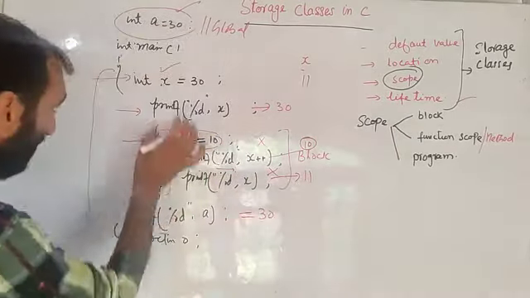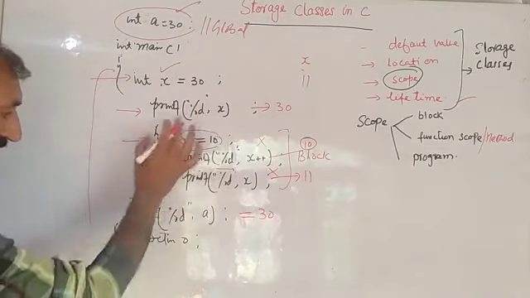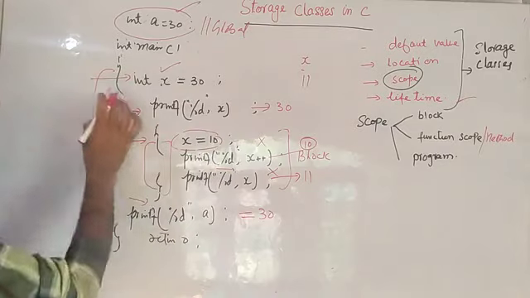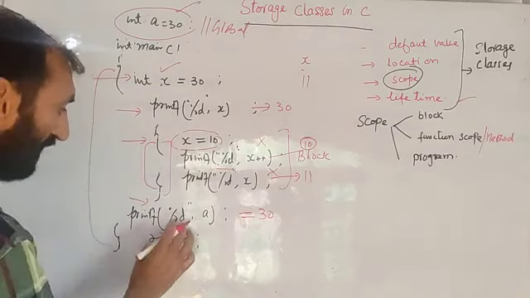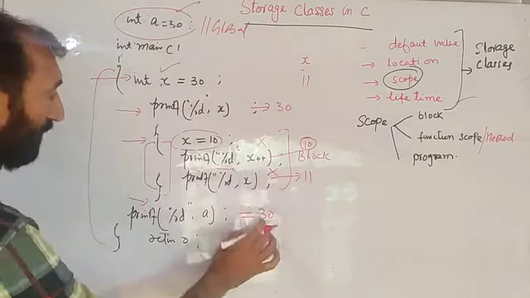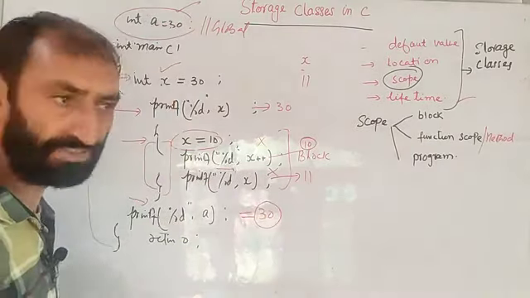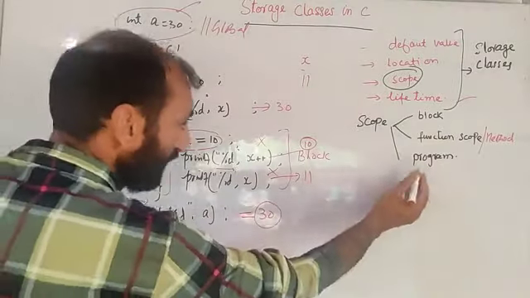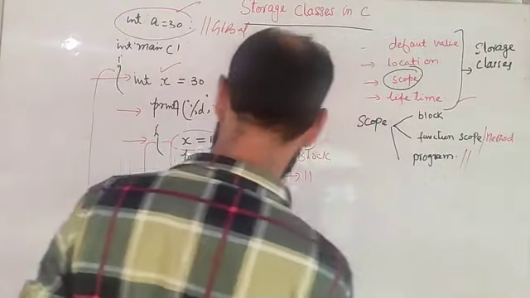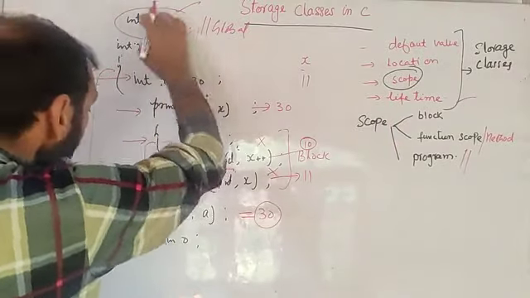Because in this function a is nowhere, it will search whether a is declared anywhere globally. Here it has been declared. Now it will access this value and print the value 30. This is a global declaration, or you can say a program scope. That means this a can be used throughout the program.